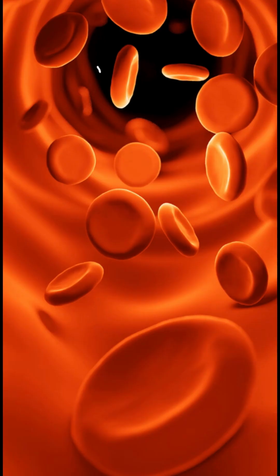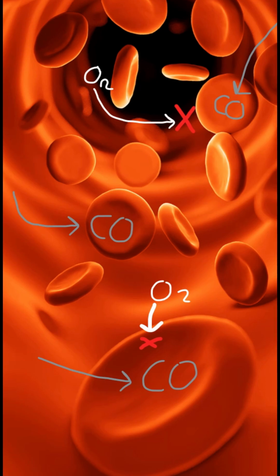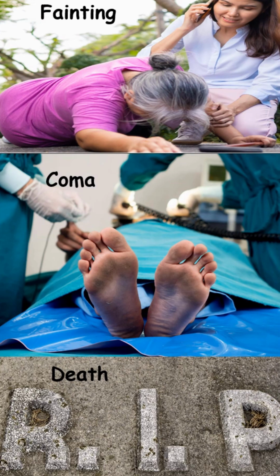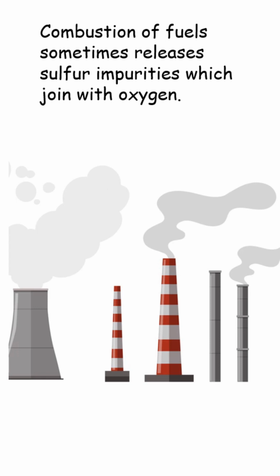The carbon monoxide that's also released from incomplete combustion is really dangerous. It joins with hemoglobin inside our red blood cells. This prevents oxygen being picked up by the hemoglobin, and that means that less oxygen is transported around the body. With less oxygen, less cells can do aerobic respiration and release energy, therefore, more cells die. This can result in fainting, falling into a coma, or even death. Now, carbon monoxide is especially dangerous because it has no smell, color, or taste, so it's hard to detect.